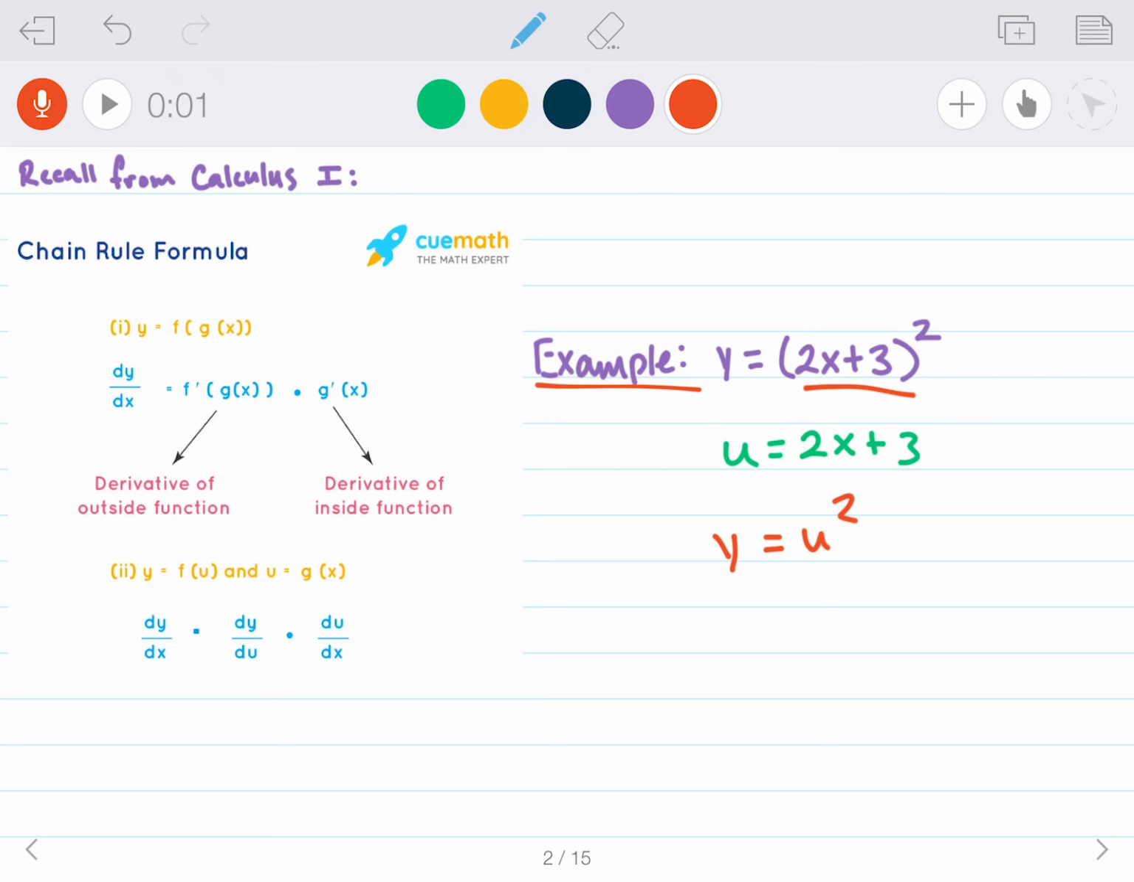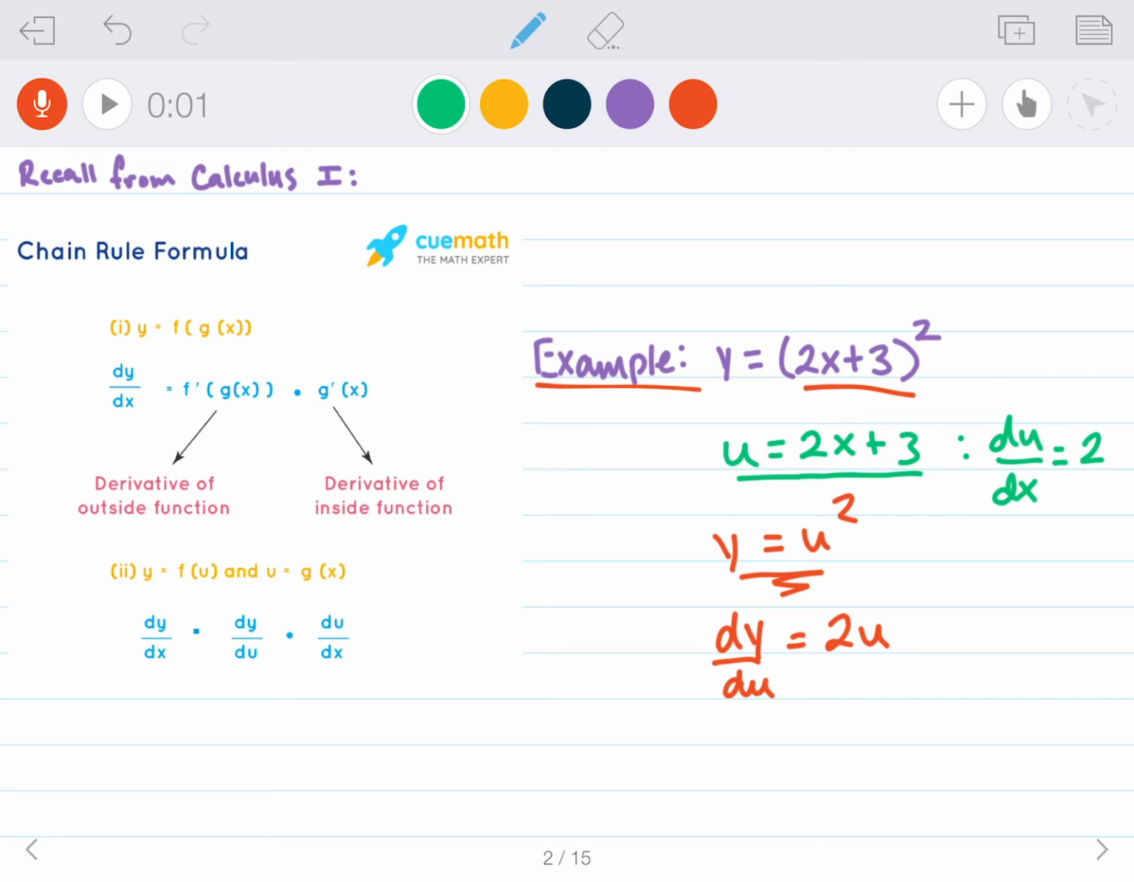And so the idea here is, we're going to take the derivative of the outer function, right? So the derivative of y with respect to u is going to be dy du, and that's going to be equal to 2u, okay? In a similar way, we can take the derivative of u with respect to x. So this is the derivative of the inner function. When we take that derivative, we're taking the derivative of u with respect to x, and that's just going to be 2 using the power rule.